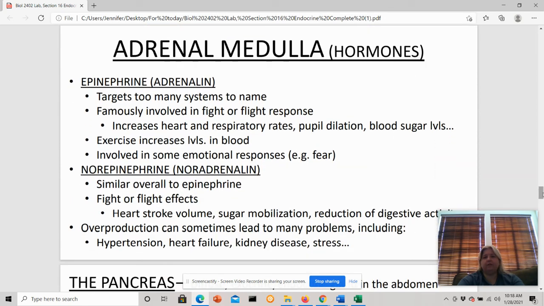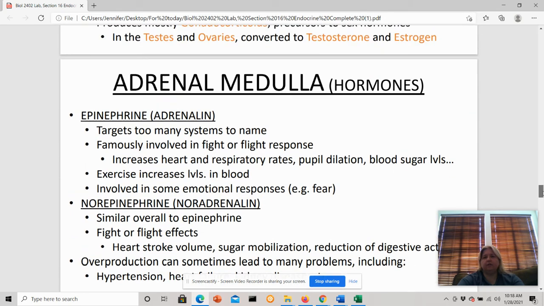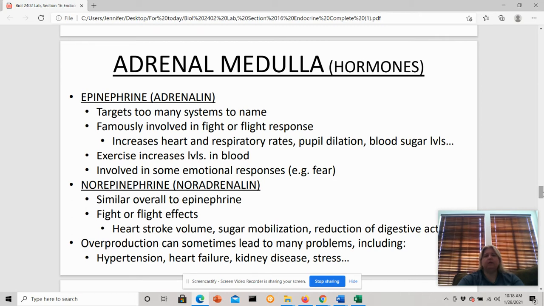And then finally, we have the medulla. Got a little bit of pancreas in there. Okay, so the adrenal medulla is going to secrete 2 different hormones: epinephrine, which used to be called adrenaline, and norepinephrine, which used to be called noradrenaline. Epinephrine targets numerous systems, too many to name. It's famous for being involved in the fight or flight response.